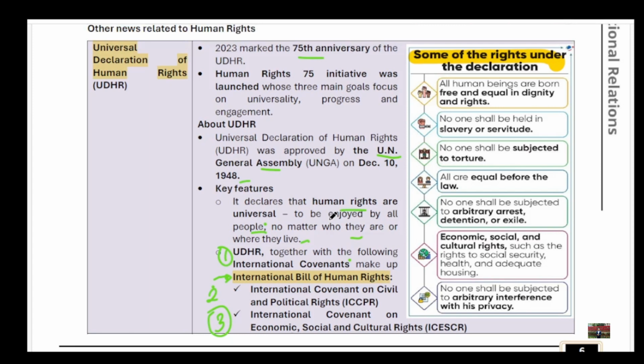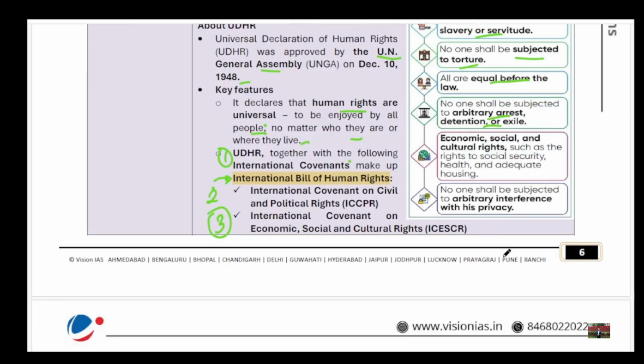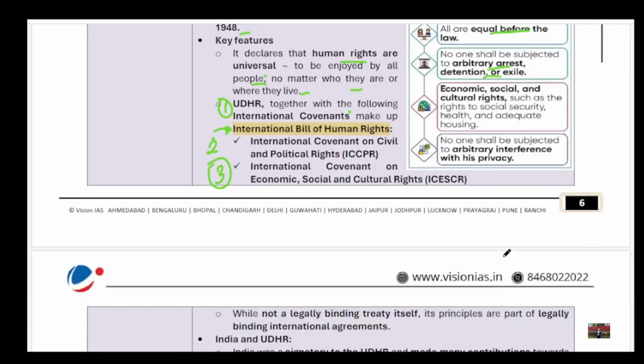So some of the important rights under Universal Declaration of Human Rights are: all human beings are born free and equal in the dignity and rights. No one shall be held in slavery or servitude. No one shall be subjected to torture. Equal before the law, right? No one shall be subjected to arbitrary arrest, detention, or exile. Economic, social, and cultural rights, such as right to social security, health, and adequate housing, must be made available to all. No one shall be subjected to arbitrary interference with his privacy, that is right to privacy, basically.